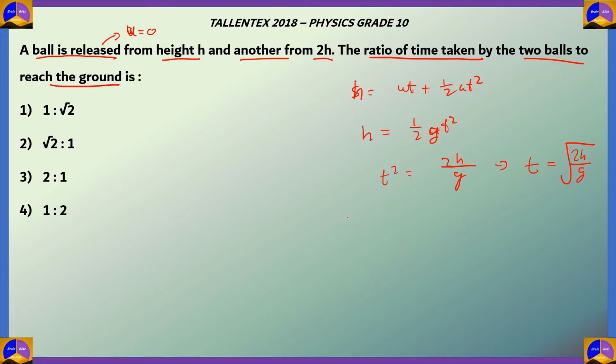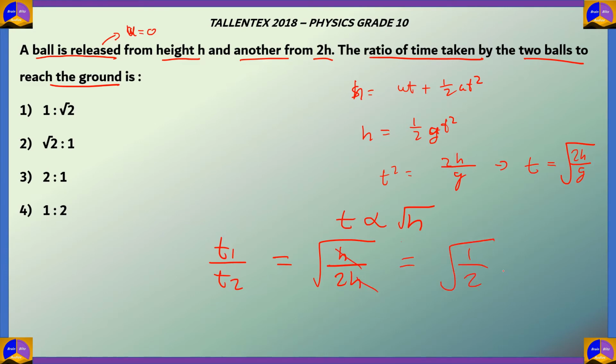So we know that the time period t is proportional to under root of h. So that means time period of ball 1 divided by time period of ball 2 will be equal to, for the first ball, the height is h. So h divided by, for the second ball, the height is 2h. So under root of h divided by 2h is t1 by t2. The h's get cancelled, so you have under root of 1 by 2.